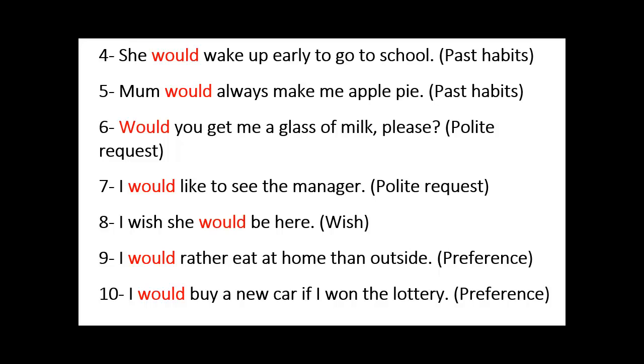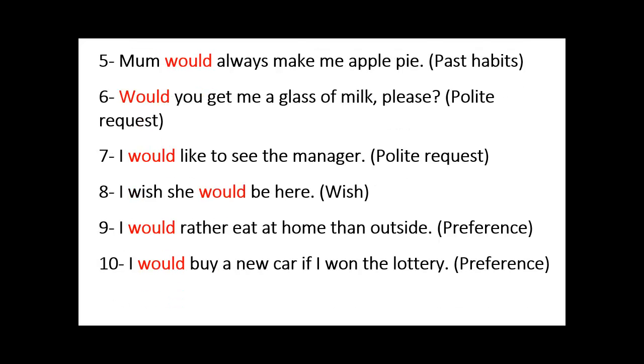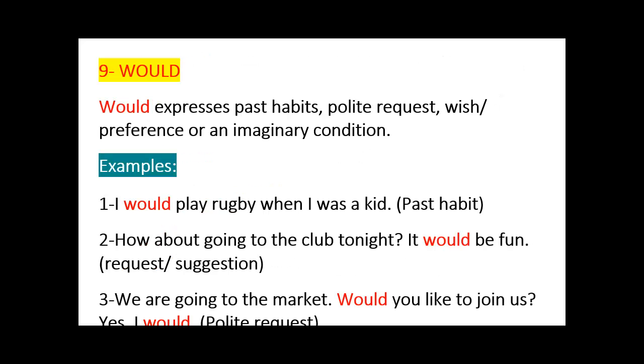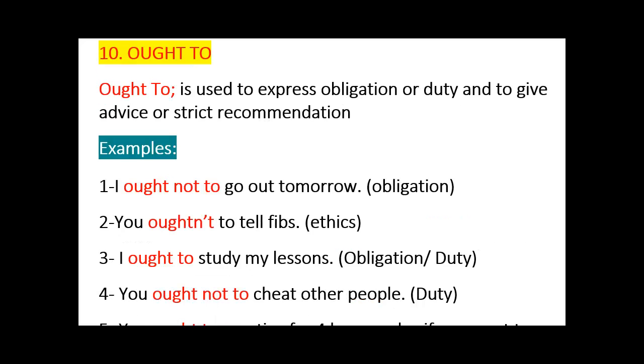Polite request. I wish she would be here. That's a wish. I would rather eat at home than outside. That's a preference. I would buy a new car if I won the lottery. That's a wish again, okay? And you can see the format: subject, modal verb and main verb, and then object.